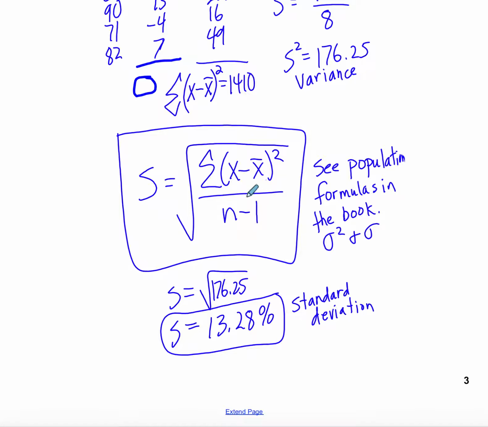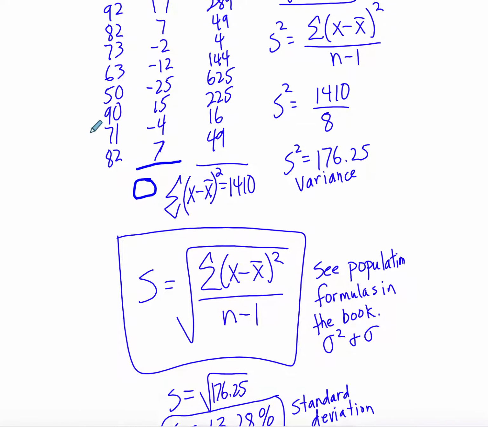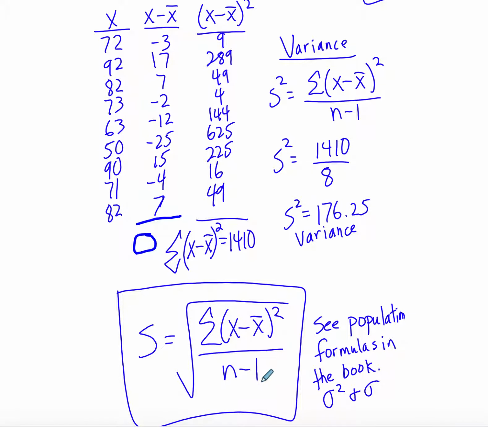All right, one thing I do want to mention is this n minus 1. There are many reasons why it's n minus 1. One is that by dividing by a slightly smaller number, you get a slightly bigger standard deviation, which actually estimates the population standard deviation better. So that's one reason we do that.